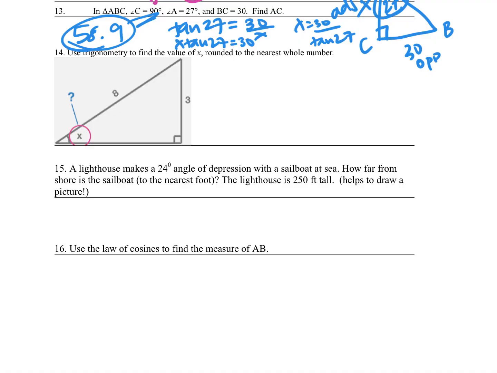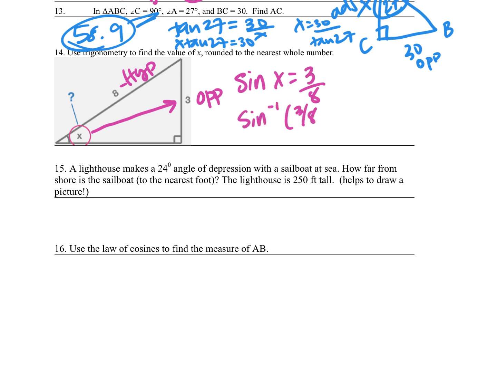All right, next one, we are finding the angle, so we're going to do the inverse sine. So here's the angle. This is the opposite side. This is the hypotenuse. So that would be sine. So the sine of x is equal to 3 over 8. So in my calculator, I'm going to put the inverse sine of 3 over 8. And the inverse sine of 3 over 8 is around 22 degrees.